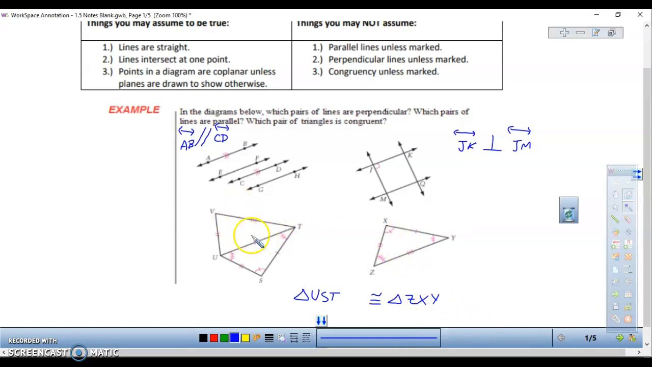All right. Over in this triangle, over here, I know that segment VT is congruent to segment UT because you can tell that they both have 3 little tick marks. So the whole idea here is just don't assume things. If the markings are there, you use that. But if they're not there, you cannot assume things are congruent, parallel, perpendicular, etc.